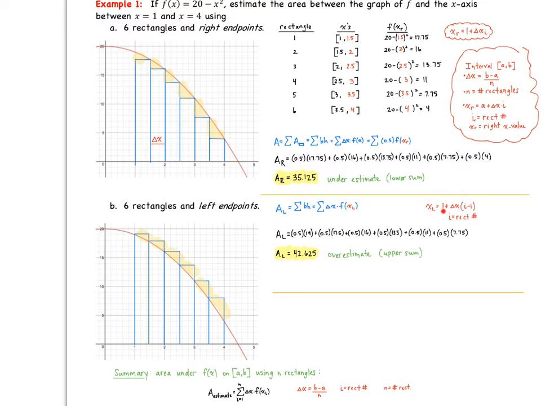One last thing to note is now using that left endpoint, we have x sub L. And this is simply 1, or a, plus delta x times i minus 1, where i is the rectangle number, okay?